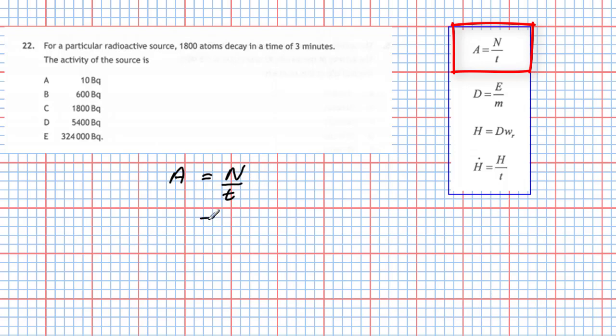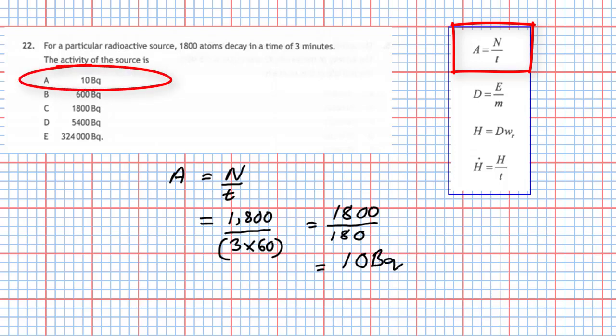So we had the following. We had 1,800 decays. I'm going to divide that by the time, and be careful, it's 3 minutes, but we have to convert that into seconds. So it's going to be 3 times 60. And that's going to give us 1,800 divided by 180. So if we do our cancellation, we're going to end up with 10, and the unit for activity is the becquerel, Bq. So our answer is going to be 22A.